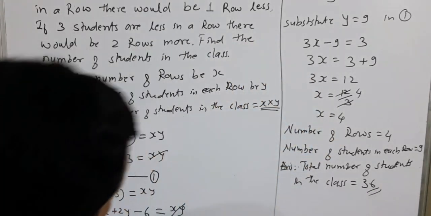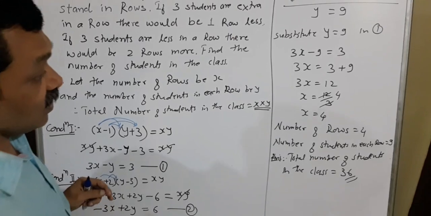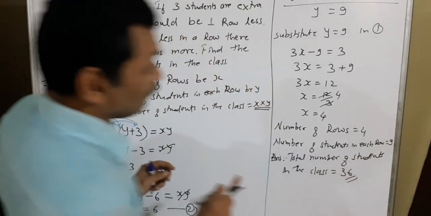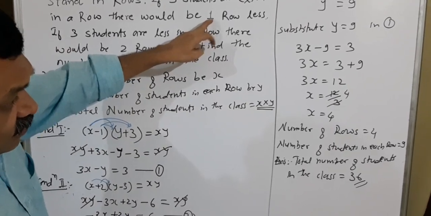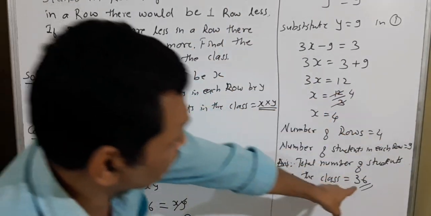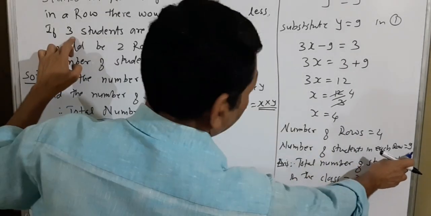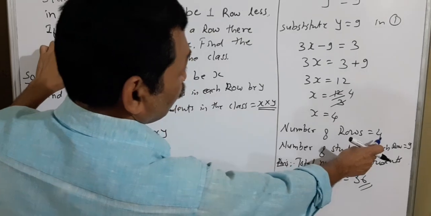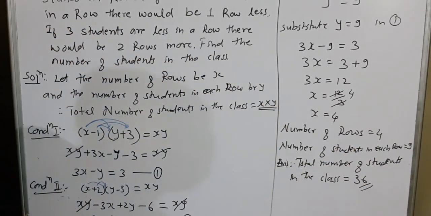We'll check it. If 3 students are extra in each row, so in each row we have 9, it becomes 12, and one row is less, so 3, 12 is 36, is correct? Second, if 3 students are less, 6, and plus 2 rows, 6 8s are 48... rather 6 times 6 is 36, yeah. So answer is correct, total number of students are 36.